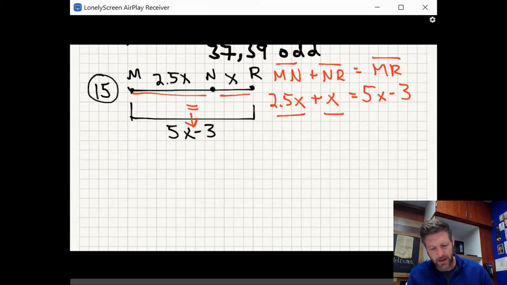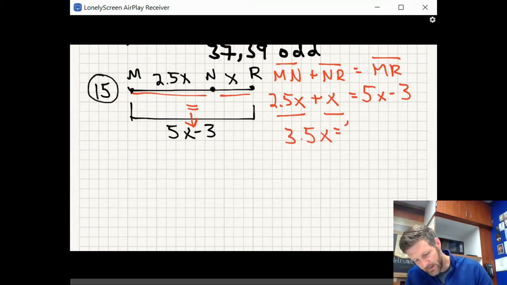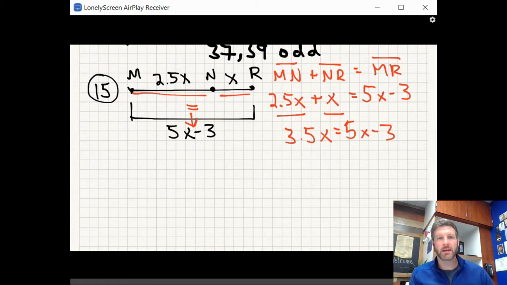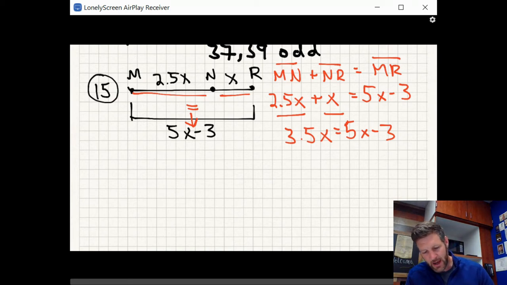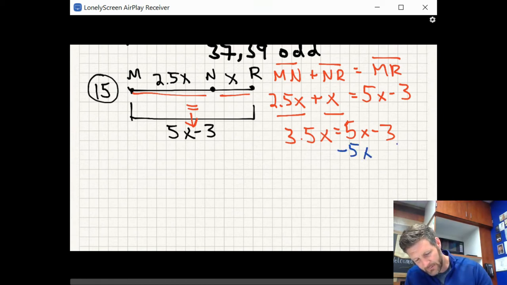So here we go. We've got 2.5 x's plus another x. That's a 1x, so that means we now have 3.5 x's. That's exciting. 3.5x equals 5x minus 3. Now I want to get my x's on one side. So my next step would be to combine these x's. I'd want to subtract them. Since I don't like negatives, we'll try it this way. Since the 3 is already over here, let's subtract the 5. So I'm going to subtract 5x from 3.5x.